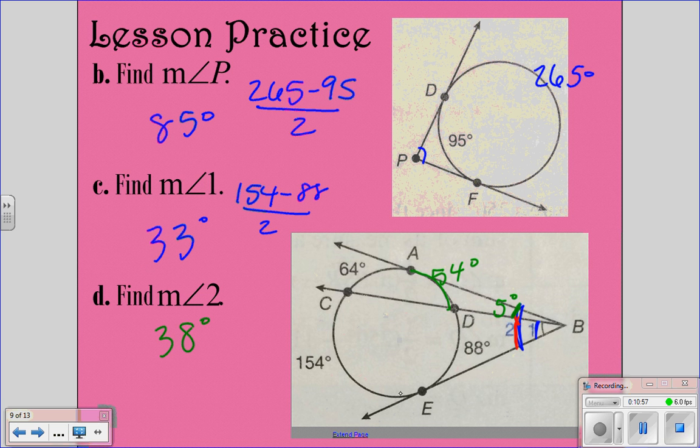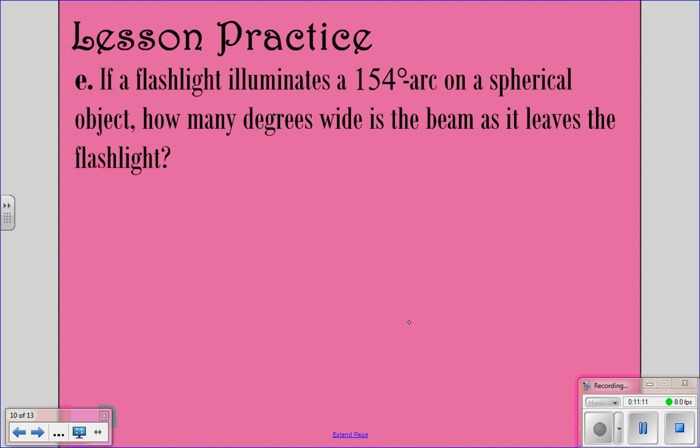Or you could add 154 and 64, and you could add 54 and 88. Subtract those two numbers and divide by 2. Either way, you'll get the same answer, 38 degrees. Looking at the next example, or practice problem, see if you can solve this one, and then I'll go over it for you.